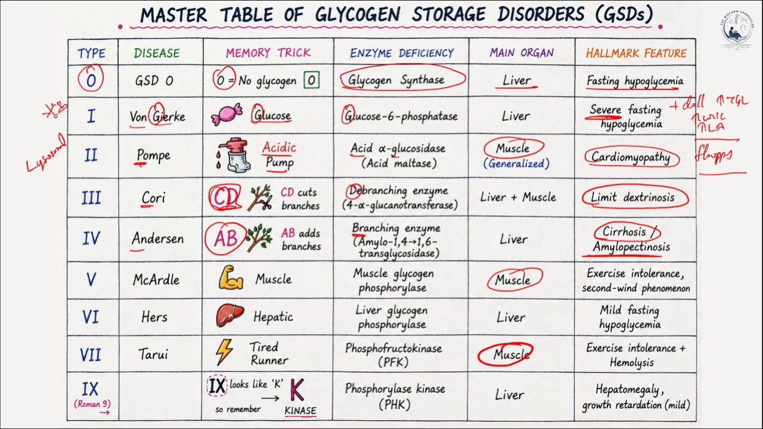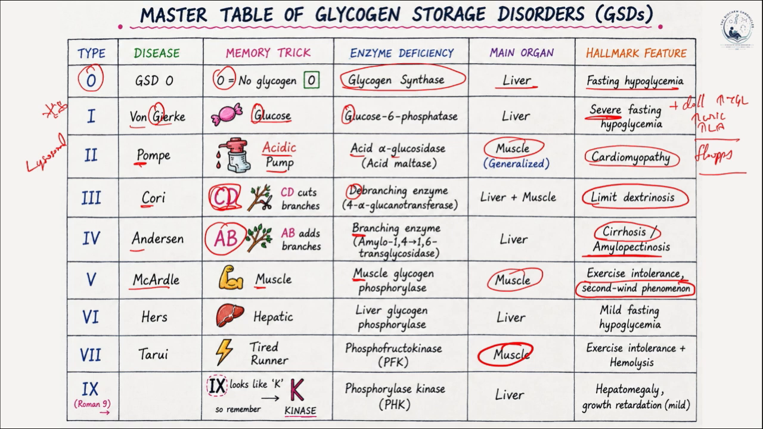So then coming to type 5, McArdle's. Just remember M, McArdle, M for muscle and M for muscle glycogen phosphorylase, which is defective. So what did I say when there is a muscle problem? They can have exercise intolerance, right? That is a very important feature. Also, another thing known as second wind phenomenon is a very important one in your McArdle's disease.